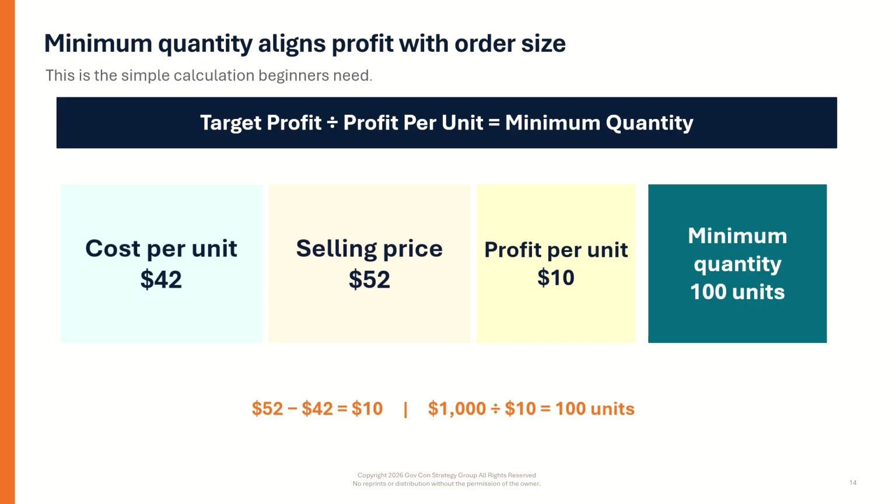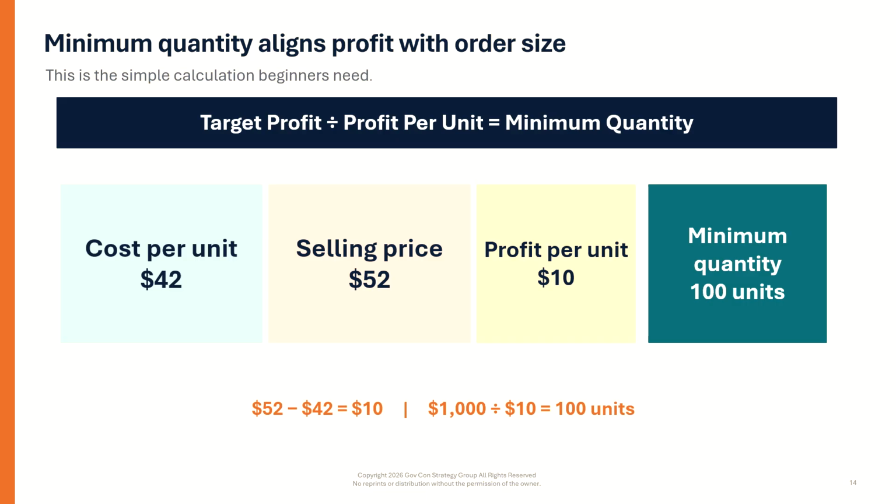For example, let's say you want to make $1,000 in profit on each order. You already know your cost. You also have a good idea of your market price. The difference between your selling price and your cost is your profit per unit. In this example, selling price, $52 per unit. Cost, $42 per unit. Profit per unit, $10.